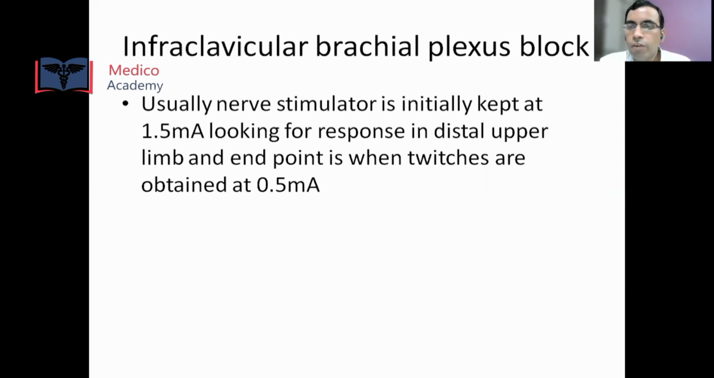After locating the infraclavicular brachial plexus, the nerve stimulator is initially kept at around 1.5 milliampere, and a response in the distal upper limb is elicited. Once the response is elicited, the current strength is gradually reduced to 0.5 milliampere and the needle is slowly advanced. The endpoint is when the twitches are obtained at around 0.5 milliampere.